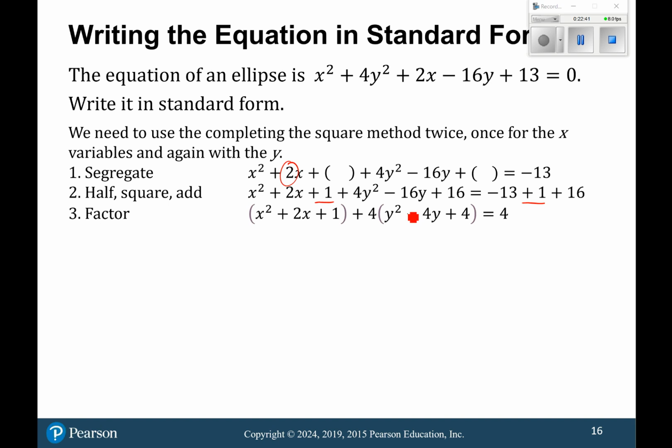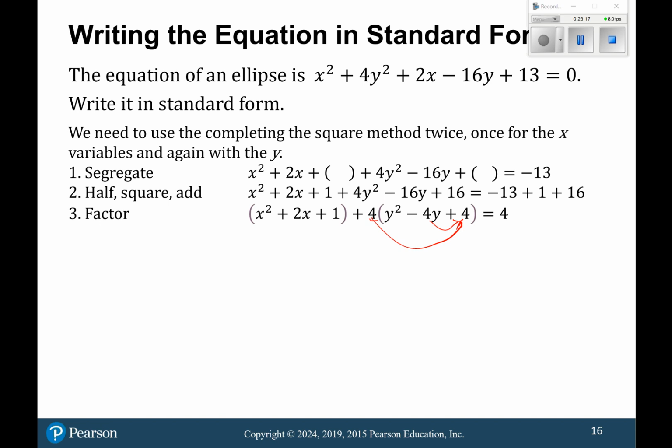Now the y's are just a little bit trickier here. The fact that we have the 4 is what makes completing the square for a circle different than completing the square for an ellipse. The fact that we have that 4 as the coefficient on the y squared, we've got to factor first. 16 divided by 4 will give us negative 4. Half of negative 4 will be negative 2. We'll take negative 2 and square it, and we're going to add 4 to turn it into the perfect square.